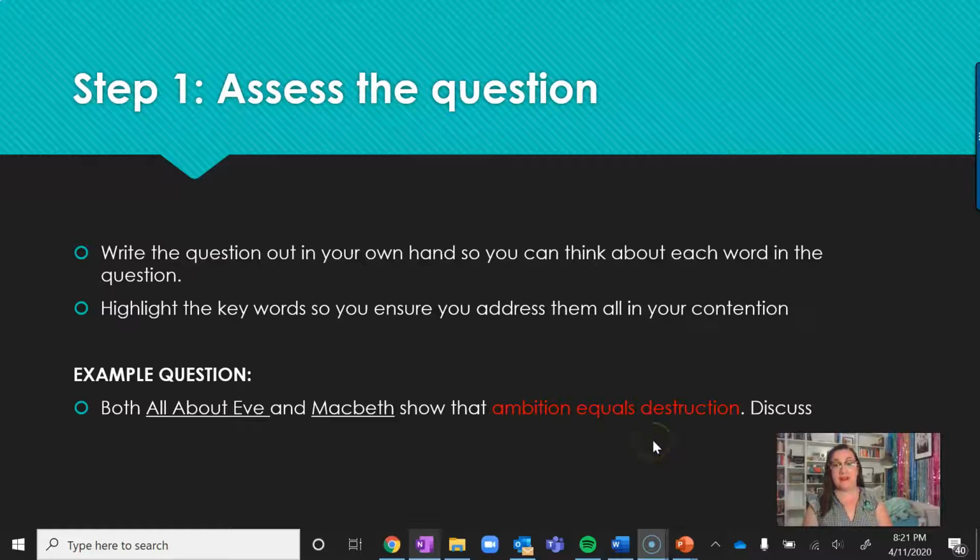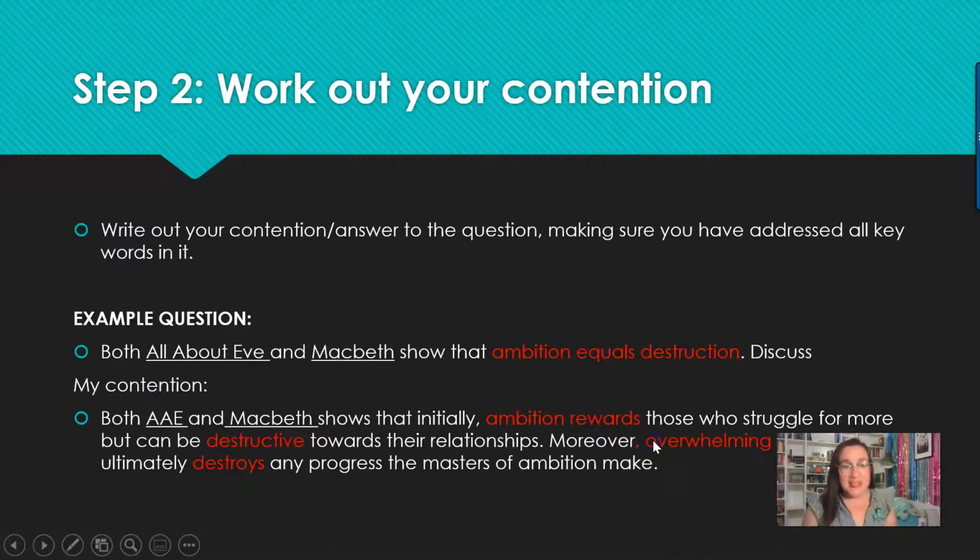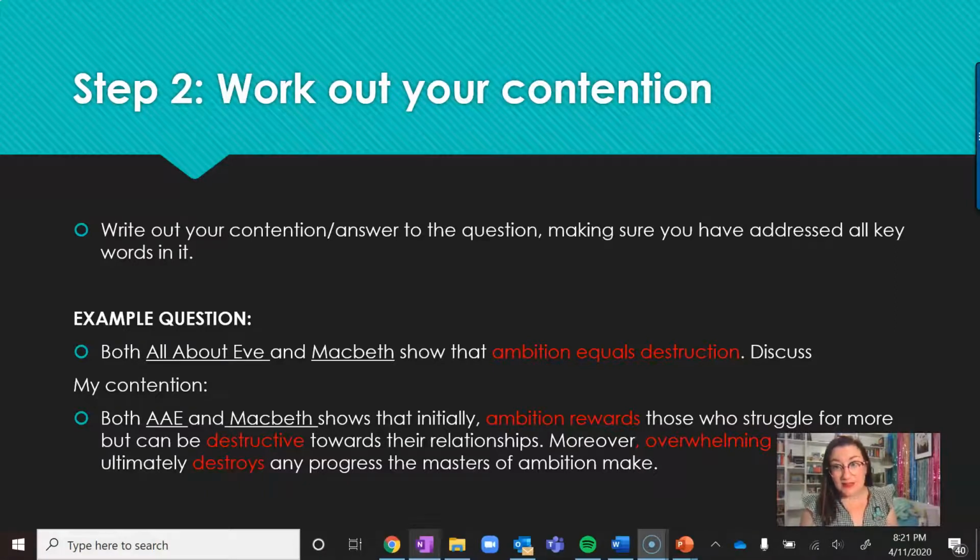So I've written it out and I've highlighted the key terms. Then what I want to do is write out my contention or my answer to the question, making sure that I address all the keywords. So I basically want to write a contention that addresses the keywords. Now this first write out of my contention will be rough because basically I'm just trying to use those keywords as much as possible.